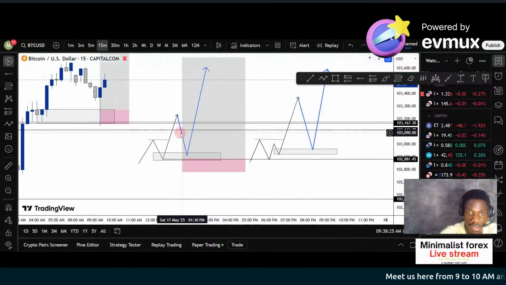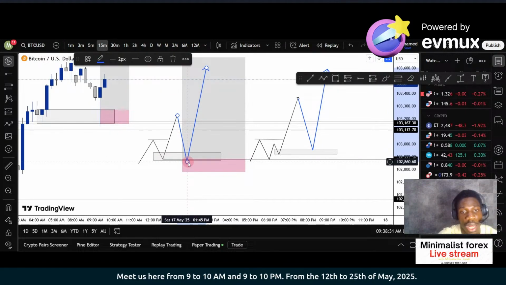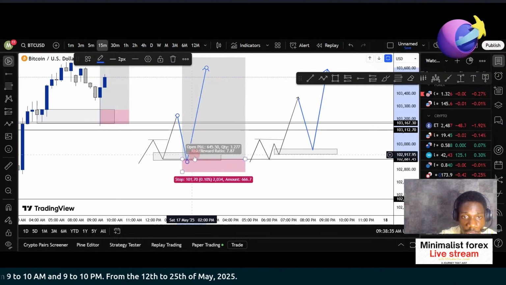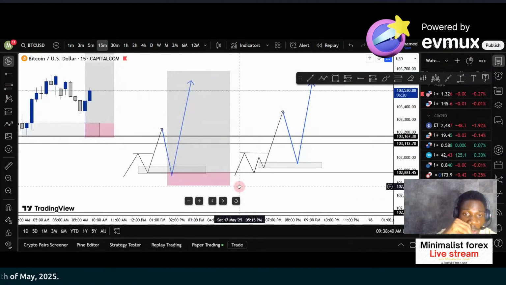I don't know why this is lagging. Okay, you wait for price to tap into liquidity and then you take the trade. You can as well take the trade up here, but make sure your stop loss is not too tight. But this is the safest place to take your trade, right? And then you're going to have a much higher risk to reward ratio.